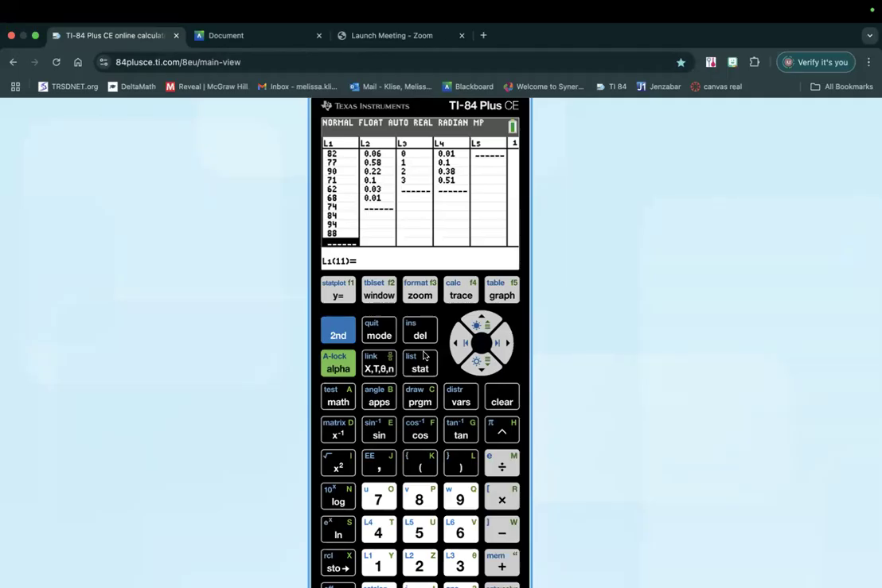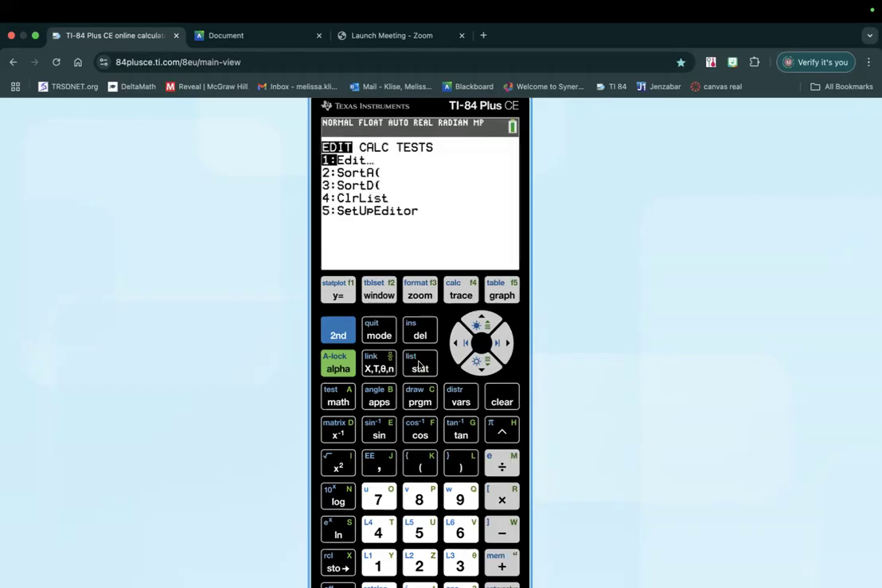All right. Now you're once again going to hit the stat button, which is right here. Hit the stat button and use the right arrow to arrow over to calc. You should have this screen. We want 1-Var Stats. This is one variable statistics. That's the screen we're going into. I'm going to hit enter and it'll bring up the screen. So it should look like this.